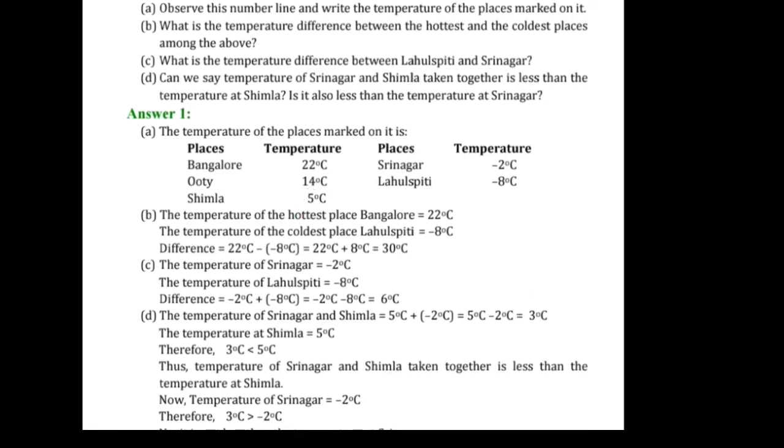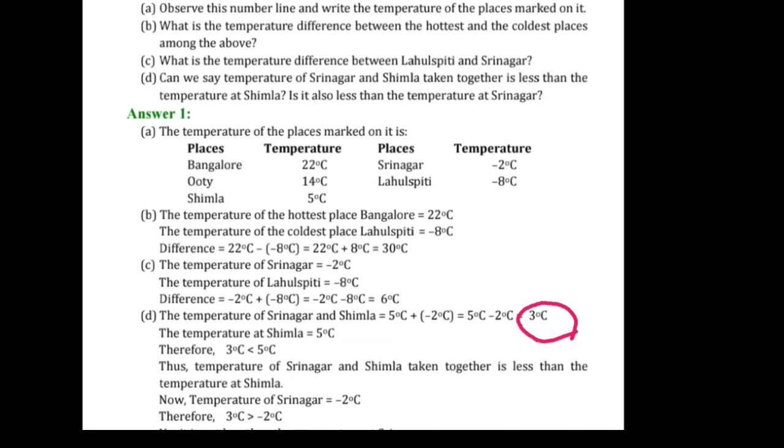Now afterward here we have to find whether we can say that the sum of the two cities together is less than the temperature of Shimla. Is the temperature we found for both cities, which is 3 degrees, less than Shimla's temperature? Yes, it is less than Shimla's. See, check: the temperature of Shimla is 5 degrees Celsius and the two cities' temperature together is 3 degrees. So 3 degrees Celsius is less than 5 degrees Celsius.